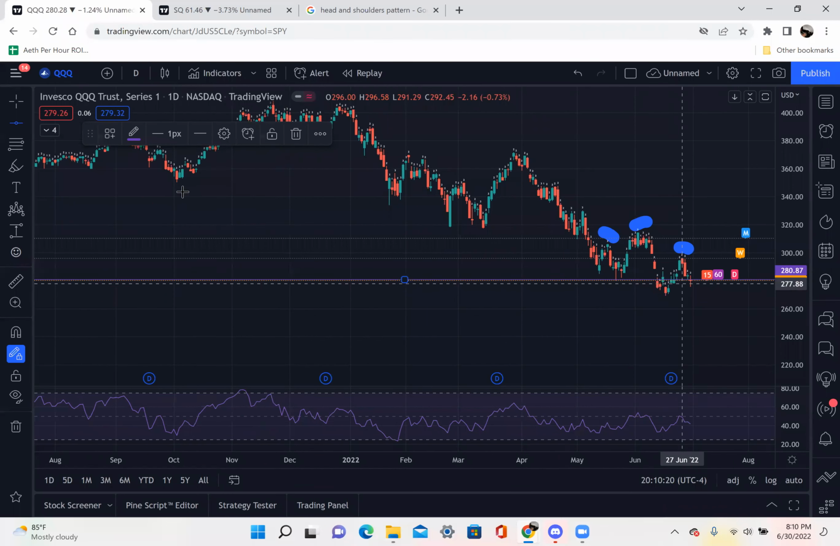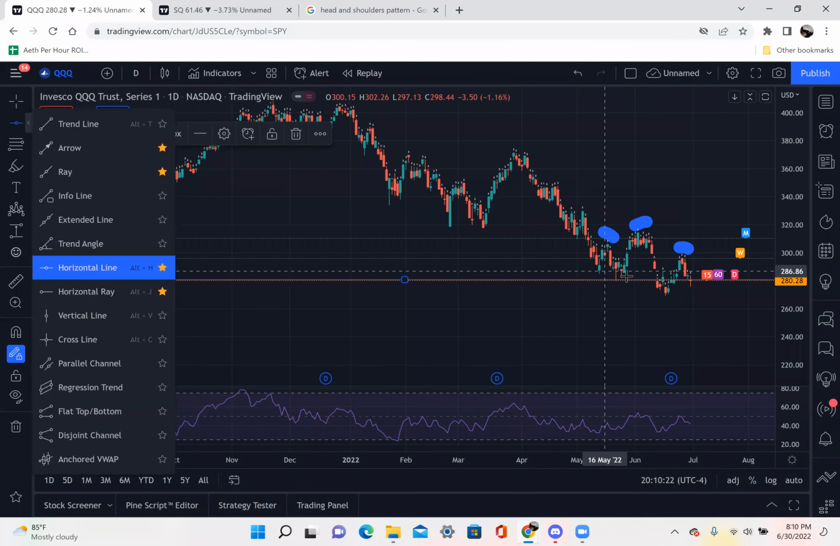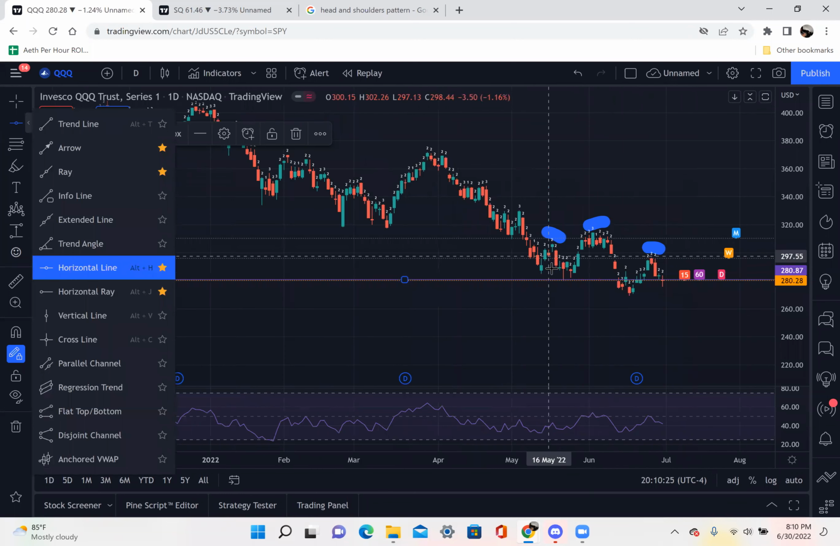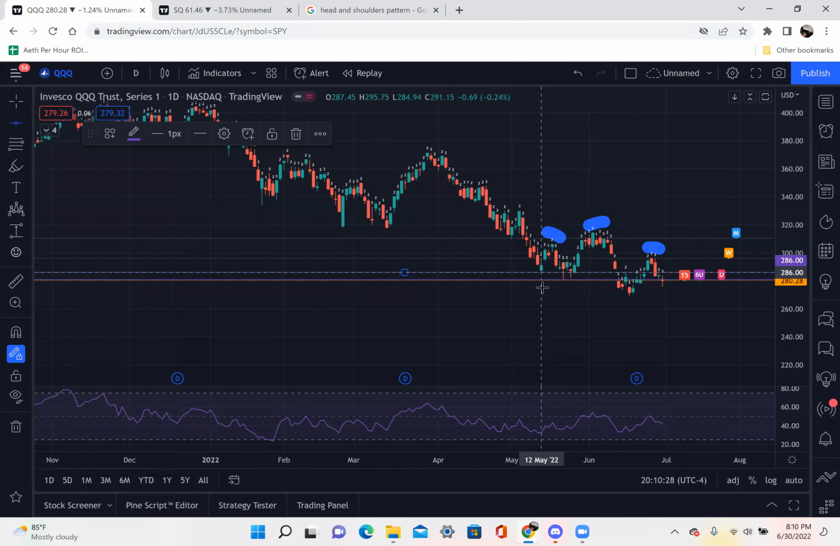Which is also like a support. This neckline, and you can draw your neckline also. This one is going a little bit diagonally. I wouldn't even draw it like this, but just giving you another reference. Sorry, wrong tool.